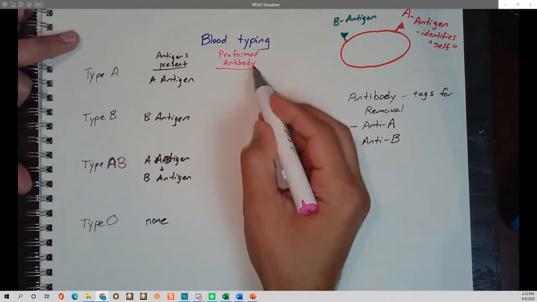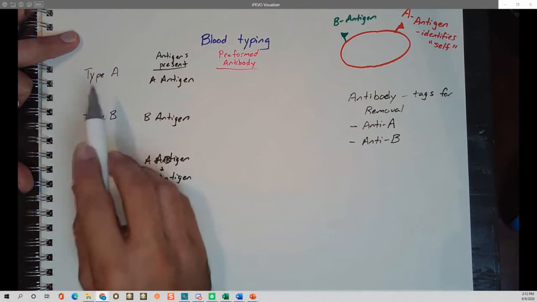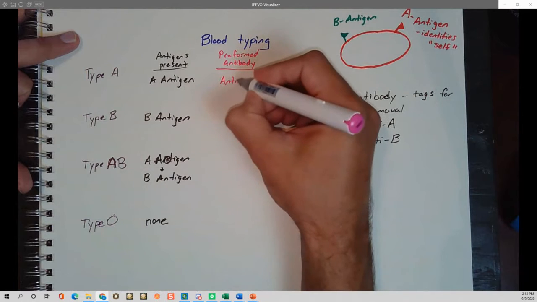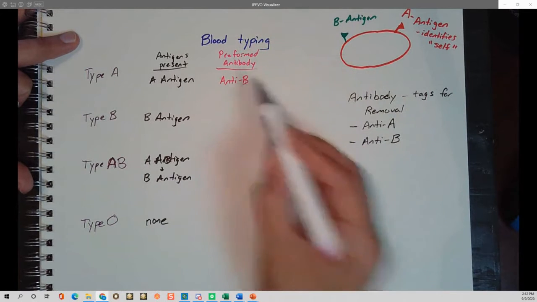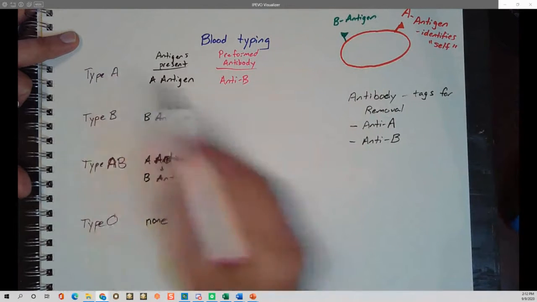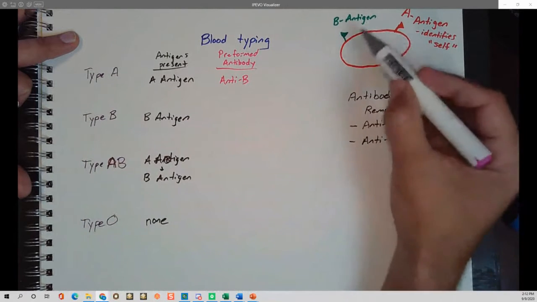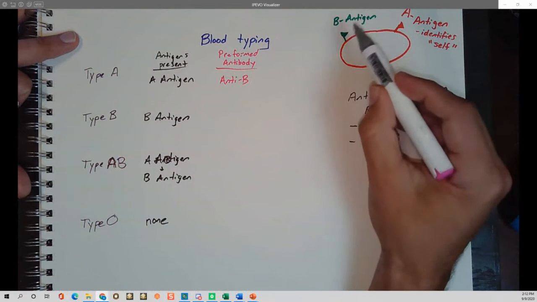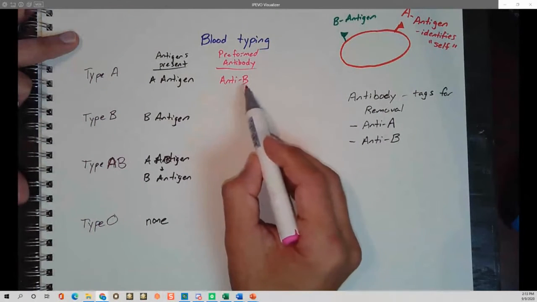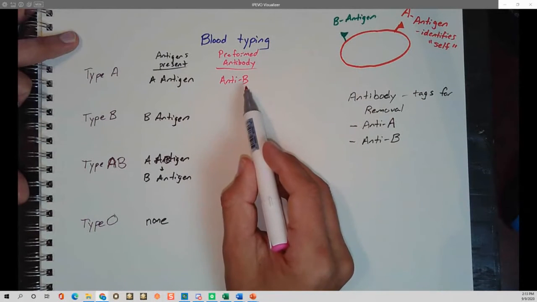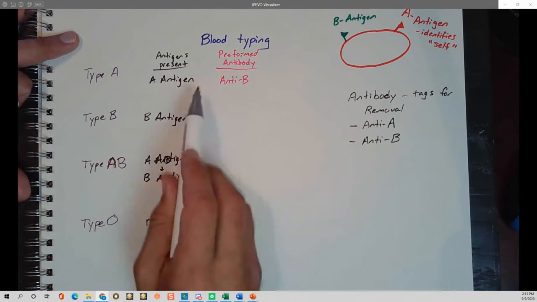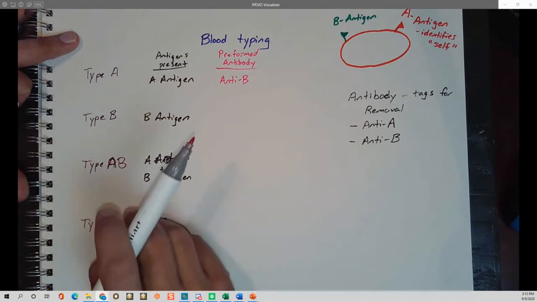What preformed antibodies are going to be present in a type A blood person? Not an anti-A, they are going to have an anti-B. This is important because now if somebody were to be a type A blood and they get something in their blood that has the B antigen on it, your body now recognizes that as foreign. Therefore, it's going to tag it with an antibody against that B antigen, and your body's going to try to kill it. So you always have the preformed antibody that's opposite of your antigen.